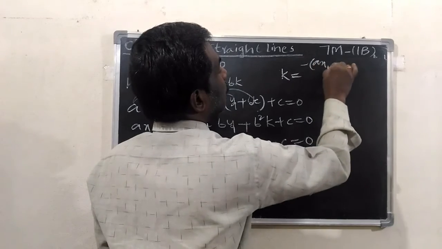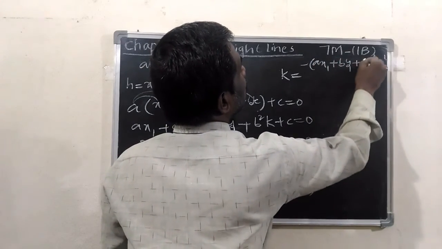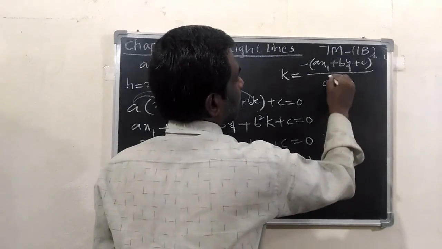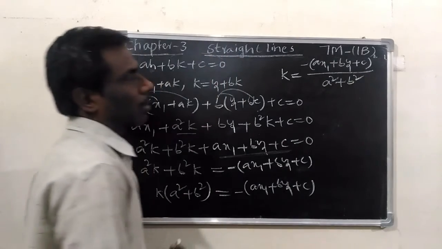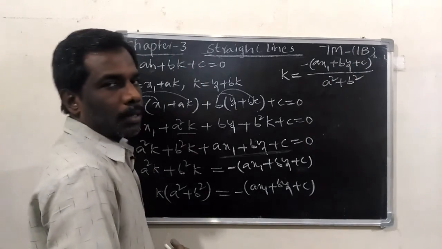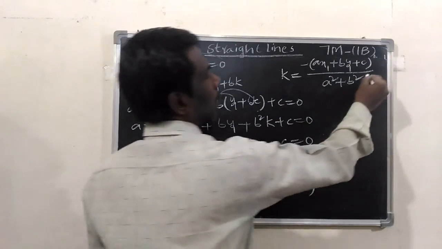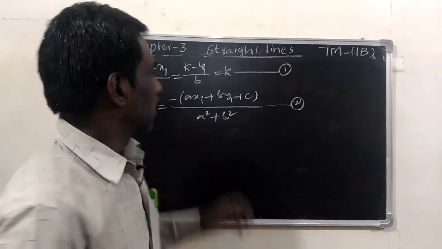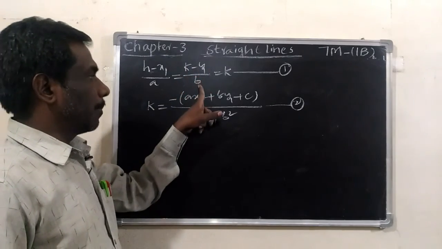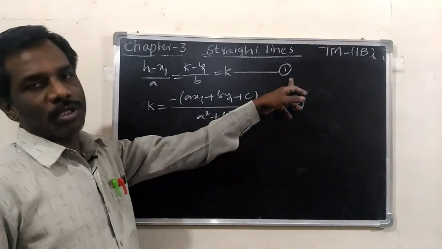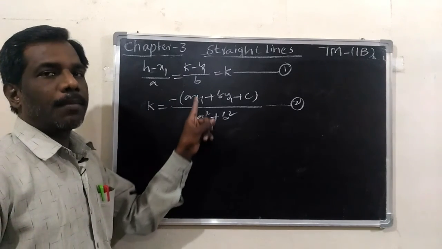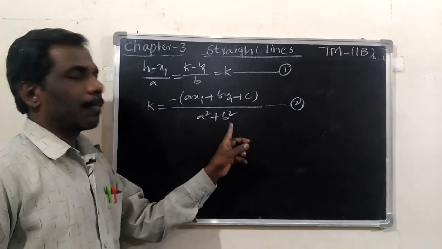minus of ax1 plus by1 plus c, by, take this a square plus b square to the right side, that becomes by a square plus b square. k is equal to minus of ax1 plus by1 plus c by a square plus b square. This is what? The second equation. Equation 1 is (h minus x1) by a is equal to (k minus y1) by b is equal to k. This is the first equation. And the second equation is k equals minus of ax1 plus by1 plus c by a square plus b square.